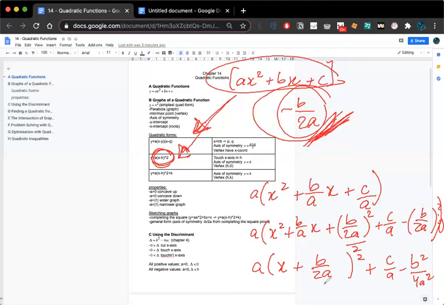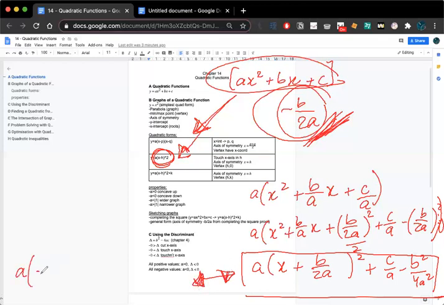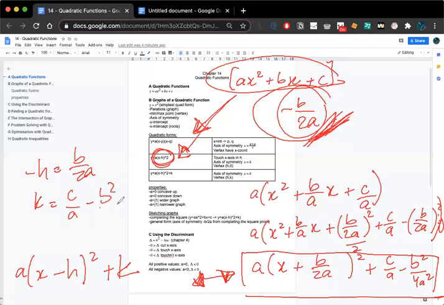So if you compare this formula, it is comparable to this particular formula, x minus h squared plus k. So we can pretty much say that minus h is the equivalent of b over 2a, and k is the equivalent of c over a minus b squared over 4a squared.